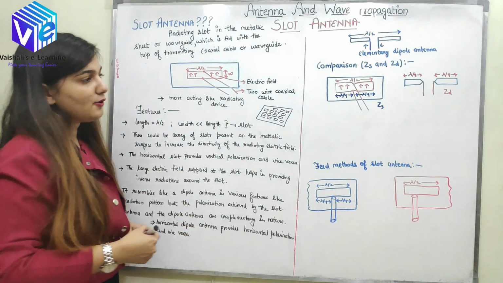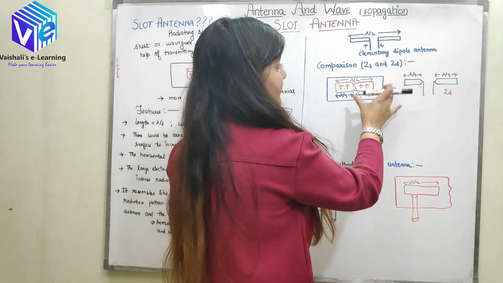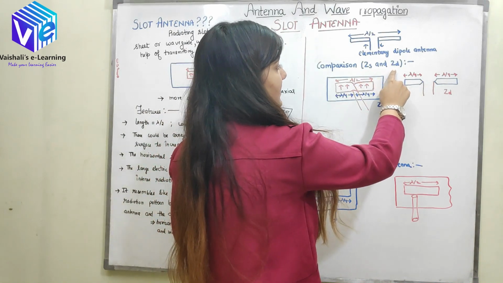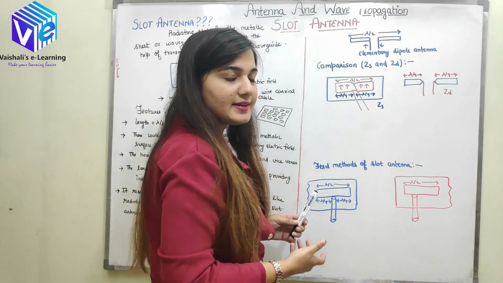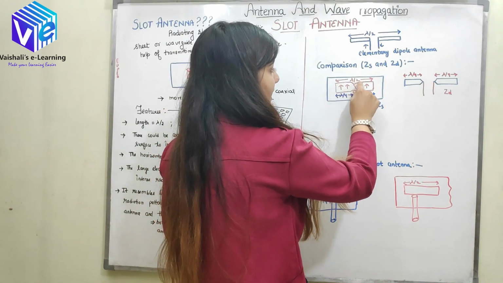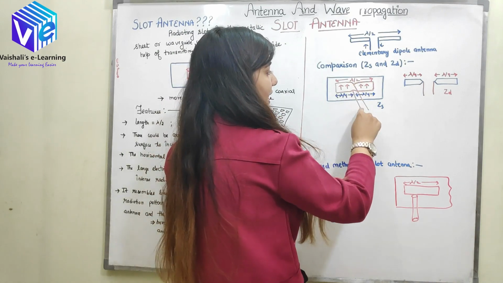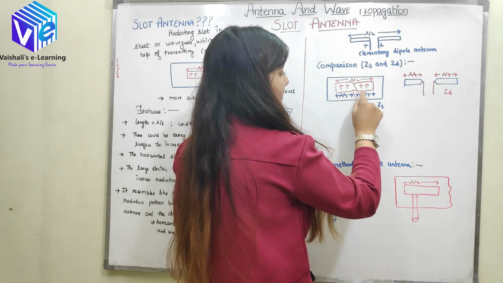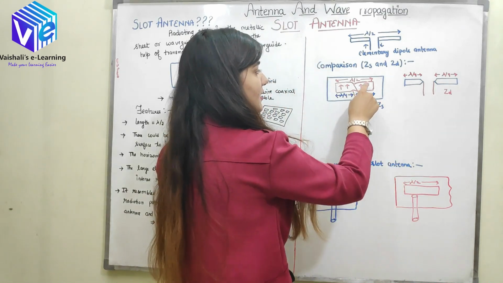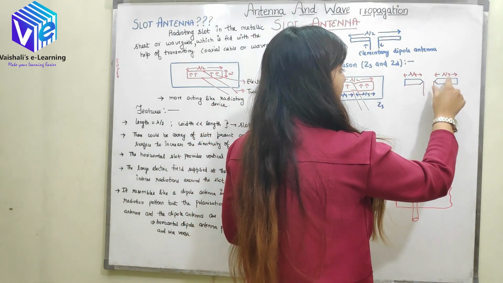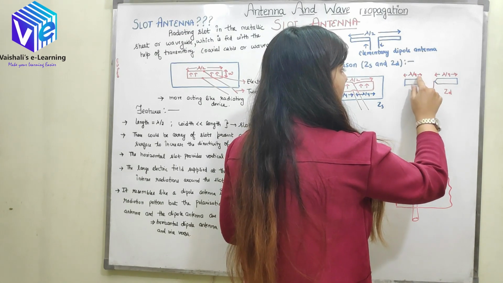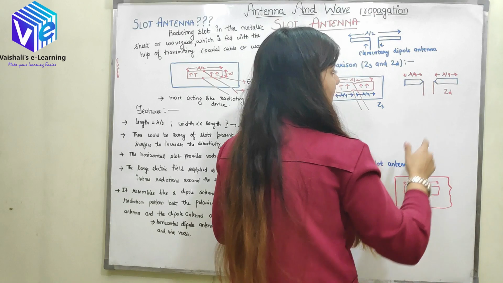So now I can see the comparison of ZS and ZD. ZS represents the impedance of slot antenna. ZD represents the impedance of complementary dipole antenna. If this is my slot antenna, this is the slot of lambda by 2 length, and I am feeding it at the center, that is lambda by 4 from this side and lambda by 4 from this side. Similarly I can have a dipole antenna. The cut down portion is in the form of this dipole antenna and it is fed by some source with lambda by 4 length from here and lambda by 4 length from here.